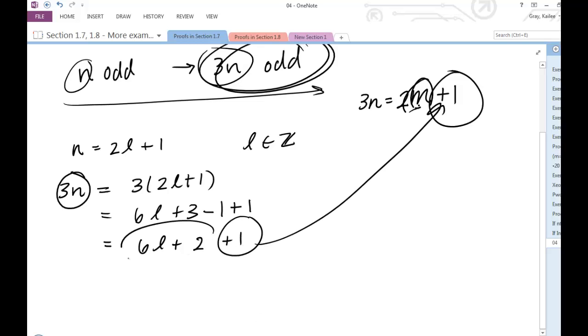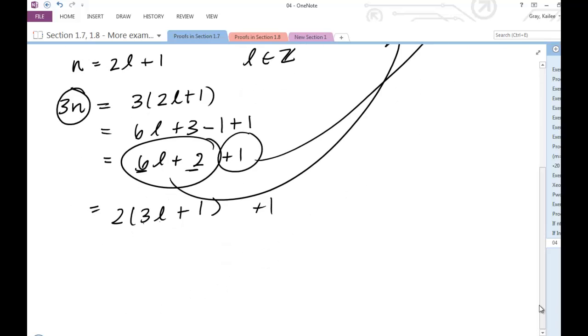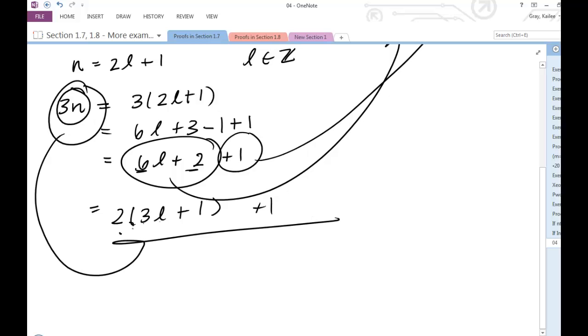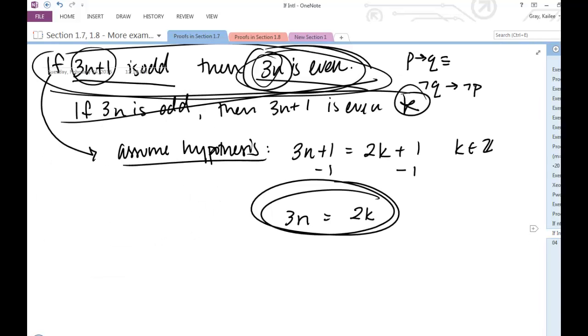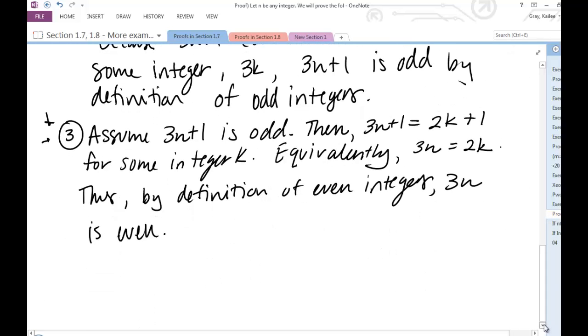Does this give me the 2 times some integer? Let's see. Let's factor out a 2. If I factor out a 2 from both of these terms, 2 times 3L plus 1, plus 1. And we did it, right? We proved that 3n is odd because it's 2 times some integer plus 1. So let's write that up, and then we're done. That was a lot better than 12 of these conditional statement proofs, right? We really saved ourselves some time by thinking through and applying those rules of inference.